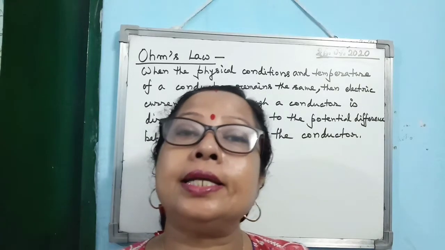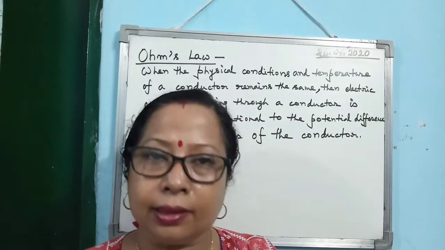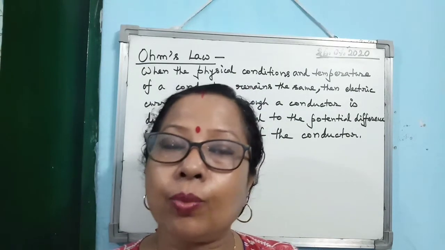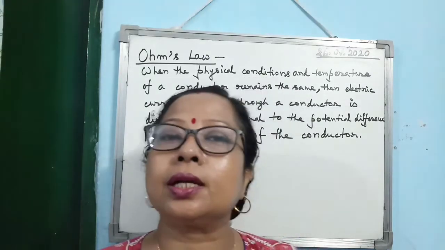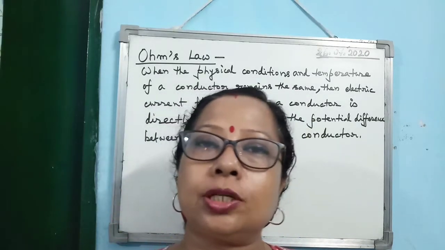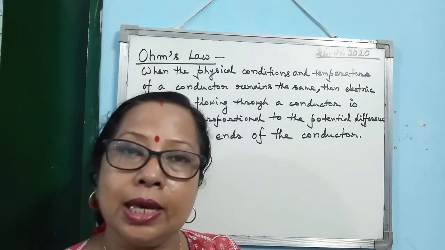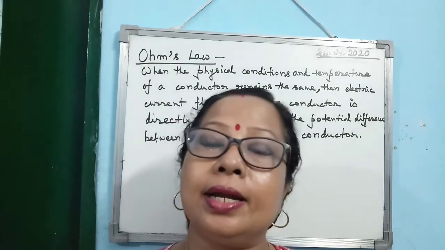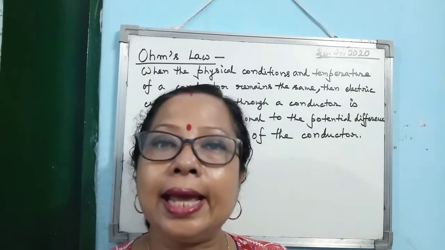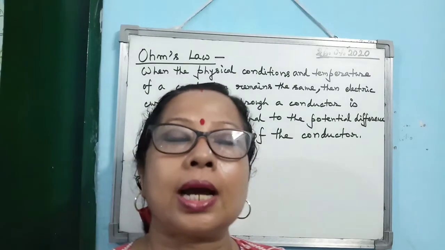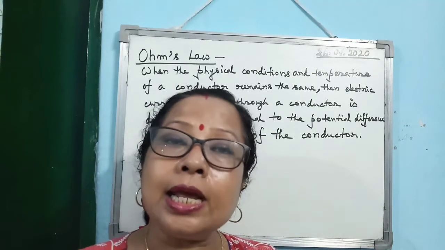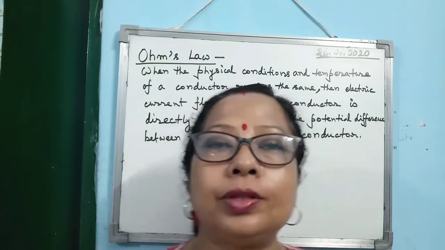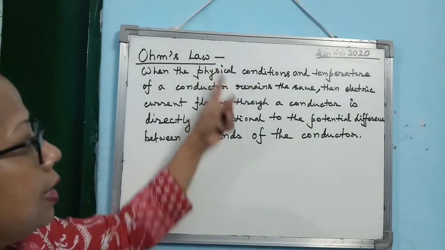Okay. Now physical condition means what? Physical condition means length, cross-sectional area and material. I repeat, what is the meaning of physical conditions? Physical conditions means length, cross-sectional area and material. So you see, when length, cross-sectional area, material and temperature of a conductor remain same, means you are not changing them, then electric current flowing through the conductor is directly proportional to the potential difference between the ends of the conductor. So this is the statement.